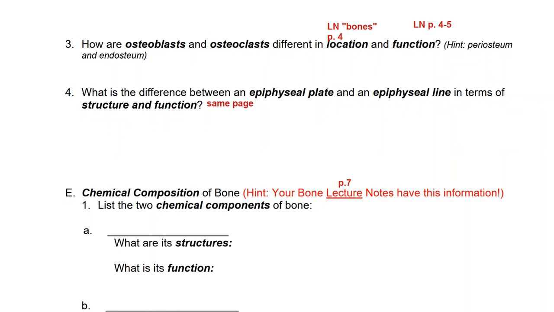On the next page of your lab, it's talking about cells and stuff. And so this is where your lecture notes come in. And so any place you see lecture notes, it's the section on bones, page 4, page 5. Between page 4 and page 7 down here, you'll find most of the information for this page. Your lecture notes are your friend.